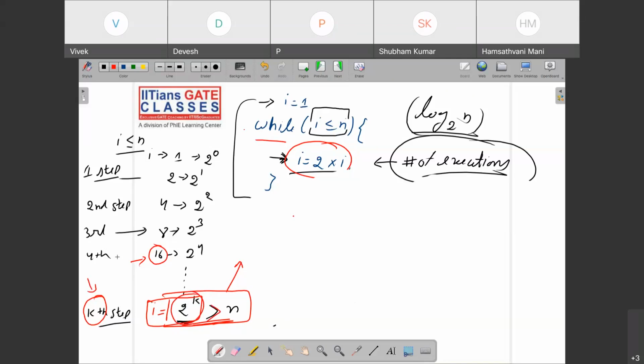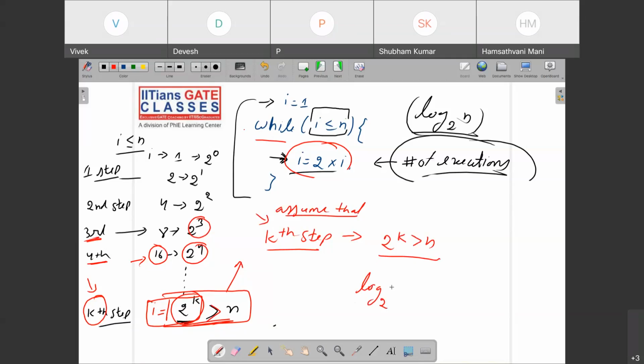Assume there is a kth step at which the while loop will break. At the 4th step, the value of I was 2 raised to power 4. At the 3rd step, the value of I was 2 raised to power 3. So at the kth step, what can be the value of I? 2 raised to power k. And at this step the while loop breaks, so it should be greater than n, then only the while loop can break. Now take log base 2 on both sides.